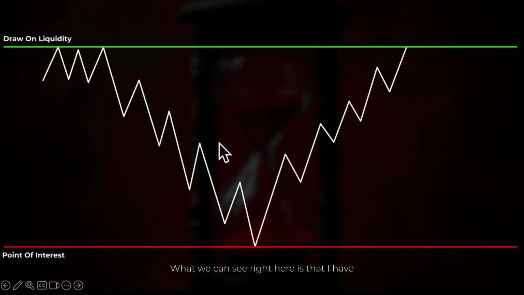Bullish institutional order flow is present when the market moves from point A, which is on the bottom left right here, to point B, which is on the top right. This is the schematic which I introduced to you throughout the price cycles lecture of this model series. This is the schematic which we're going to work with moving forward. Keep this schematic in mind. What we can see right here is that I've created price action and I've annotated two lines. I've annotated a red line on the lower end which represents a point of interest, and I annotated a green line on the top right here which represents a draw on liquidity.